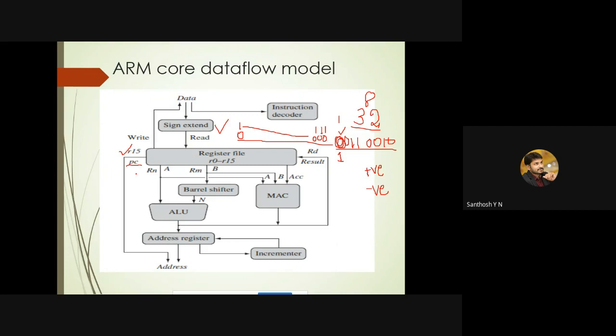Whenever the executions are happening in the program, the program counter will be holding the address of the next instruction which has to be executed. So right now if the second line is under execution, the PC will be holding the address of the third line. I hope you have understood. PC will be holding the address of the next instruction which has to be executed. If the third line is under execution, the fourth line address will be stored in PC. How PC is used, we'll be discussing a little bit later.